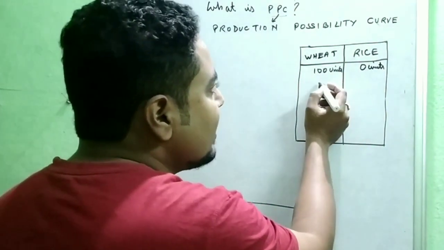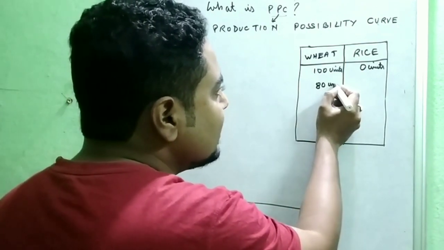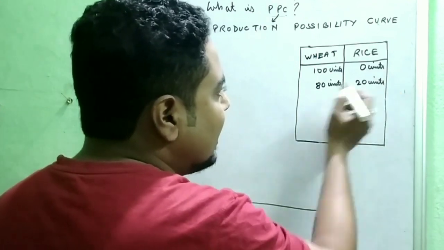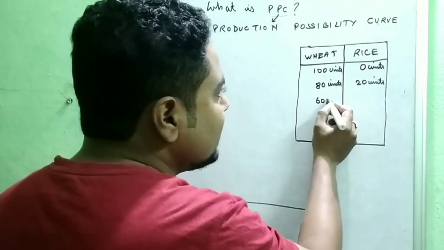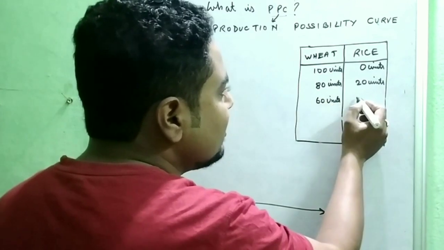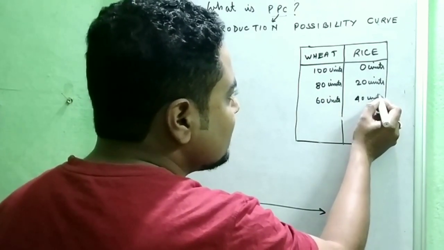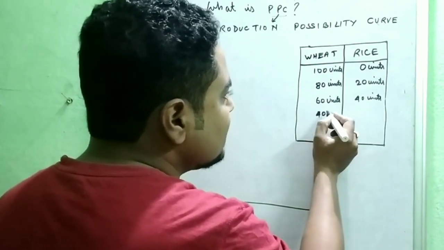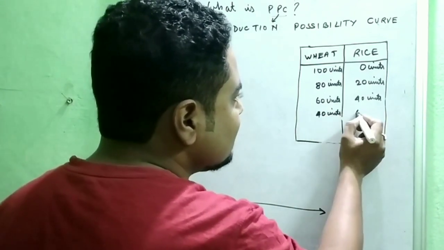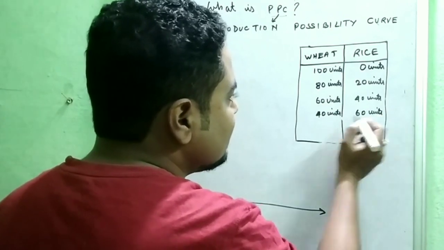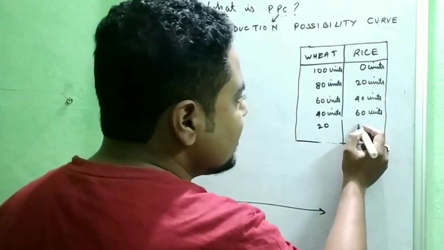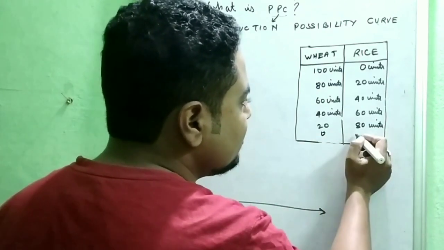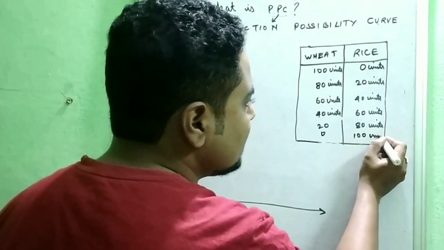Now next, if I am producing wheat 80 units, then our production of rice will be 20 units, and so on. If wheat is 60 units, then rice will be 40 units. If wheat is 40 units, rice will be 60 units. If wheat is 20 units, rice will be how much? 80 units. And at the last, if wheat is 0 units, rice will be 100 units.